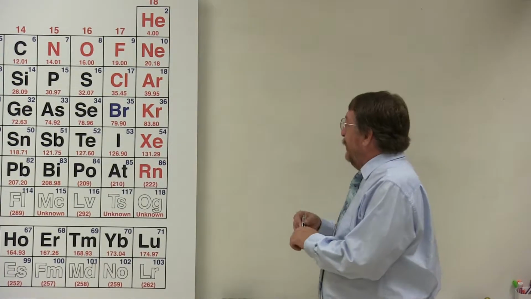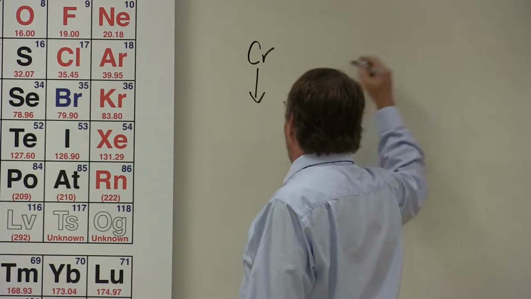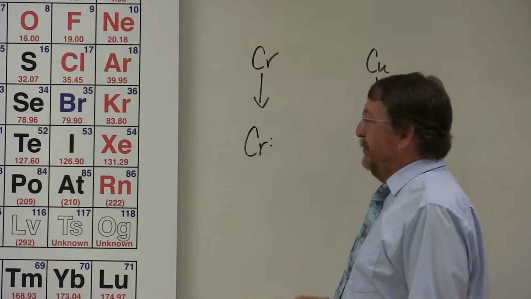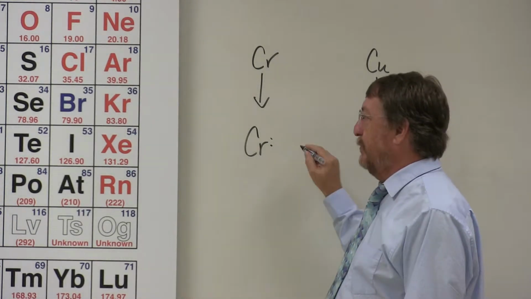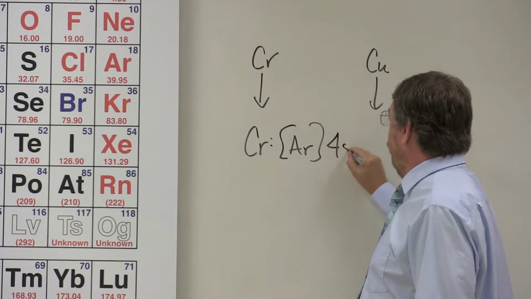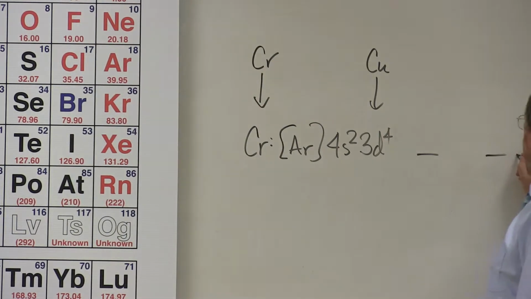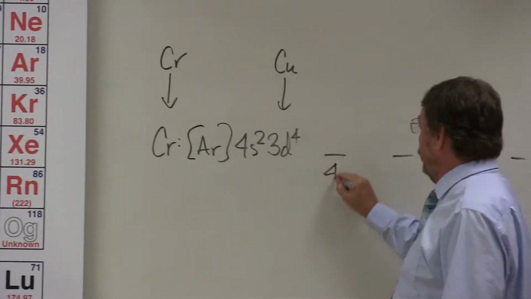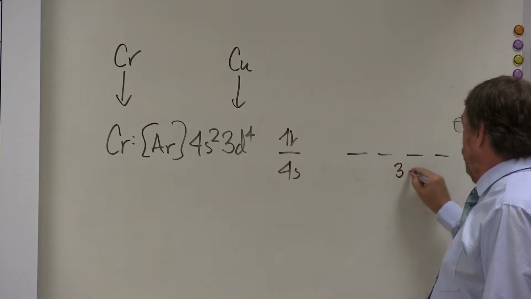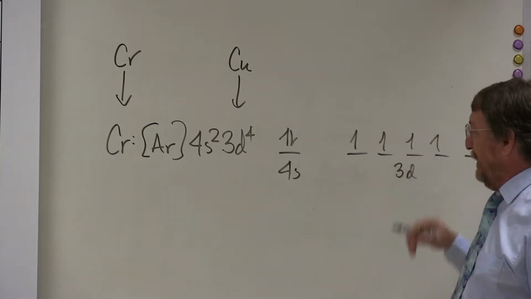So when we look at a couple of key elements, we're really going to focus on chromium's column and then copper's column. What happens there? With chromium, we went through and did the electron configuration, noble gas configuration. Chromium has an argon core, and then we would expect 4s2, 3d4. We drew out the orbital diagram of that. We're going to have a 4s, which has one orbital, spin up, spin down. 3d has four orbitals, spin up, spin up, spin up, spin up. And we would say that's the configuration.